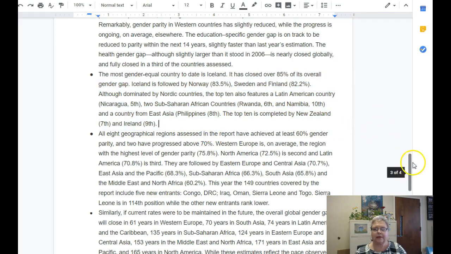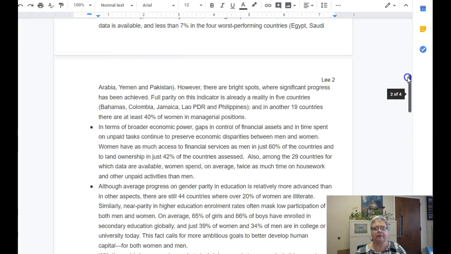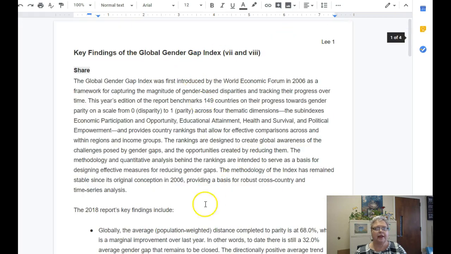So I just thought that you might get a better understanding of the report if you read this, and then you also might choose to use this. Like, for instance, you could say that this right here is a pretty good assessment of what it is. Global Gender Gap Index was first introduced by the World Economic Forum in 2006 as a framework for capturing the magnitude of gender-based disparities and tracking their progress over time.